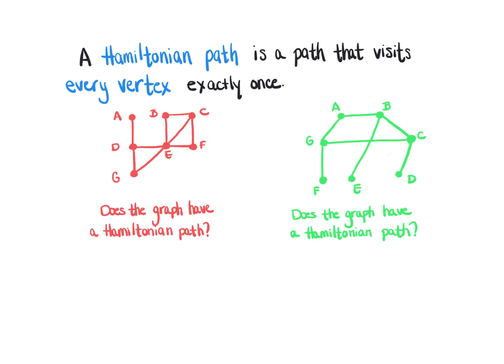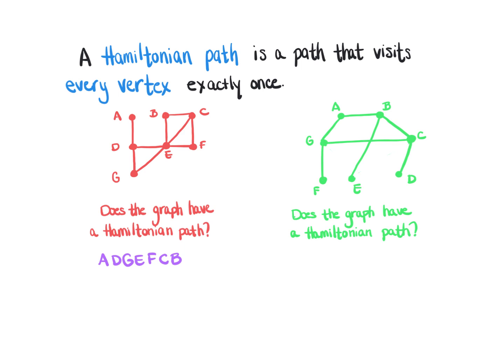Notice what we could not do is go from A to D to E, to F to C to B, back to E, and then to G, because we traversed through vertex E twice, and that would not be allowed in order to create a Hamiltonian path. Again, not necessarily unique, but we could go from A to D to G, E, F, C, and end at B. Now, looking at the graph on the right, does this one have a Hamiltonian path?